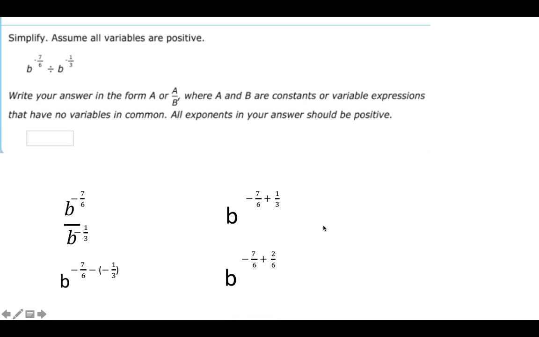All right, now negative 7 plus 2 is negative 5. Awesome, so we're almost done. We just got to pay attention that all my exponents in my answer need to be positive.